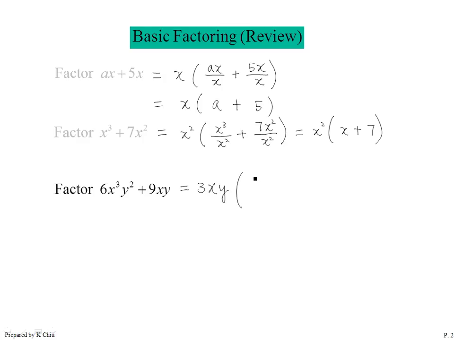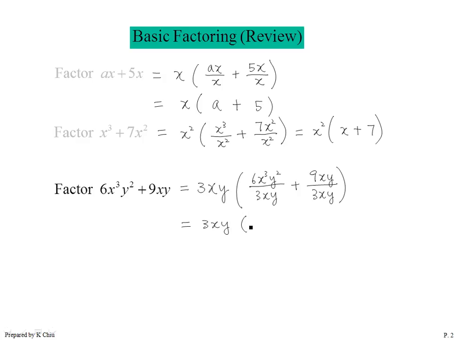So what would be the leftover? It would be the original term divided by 3xy, plus the original term 9xy divided by 3xy. So let's see what is the leftover. I have the 3xy times open parenthesis.